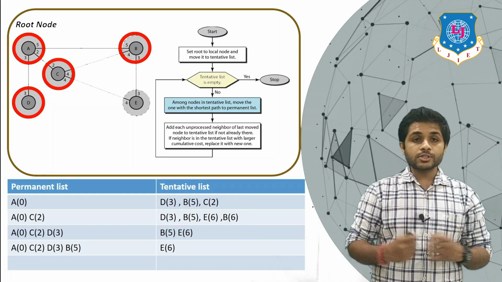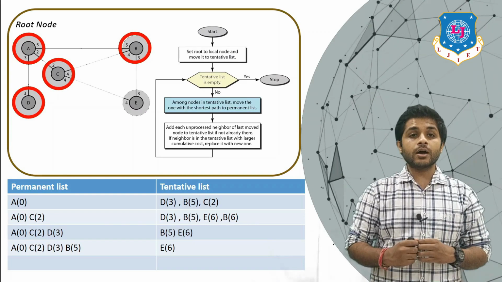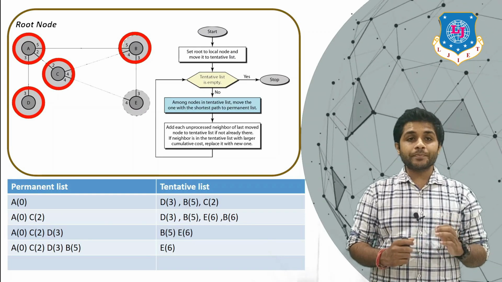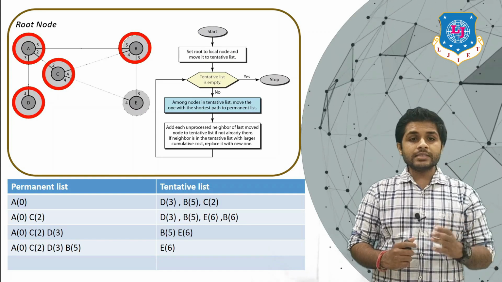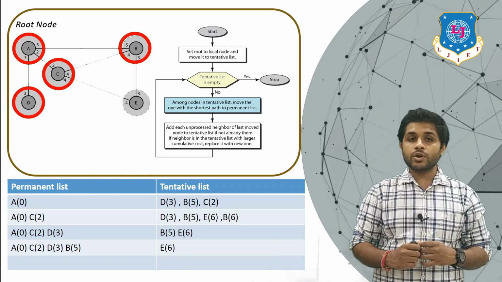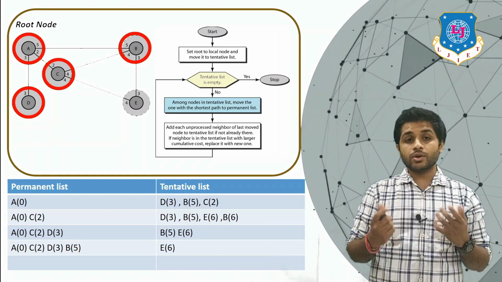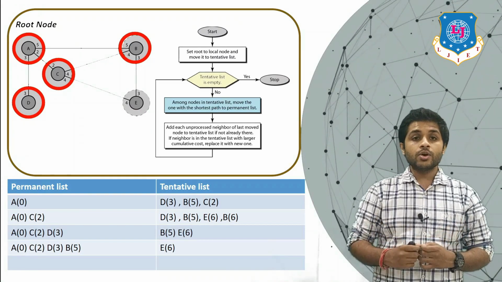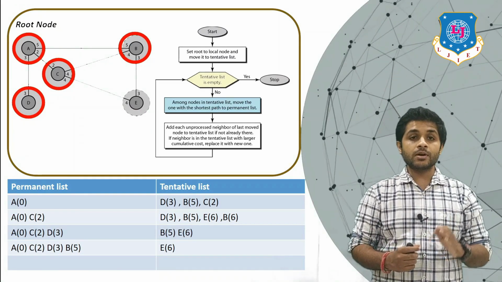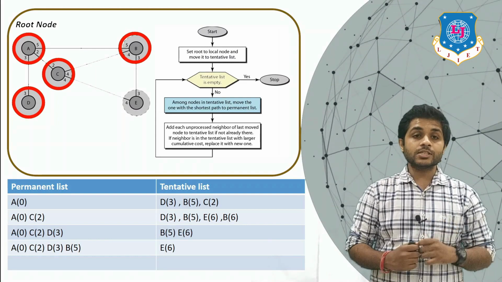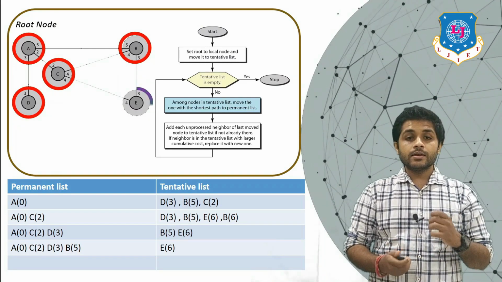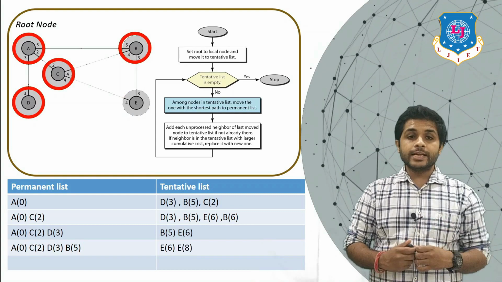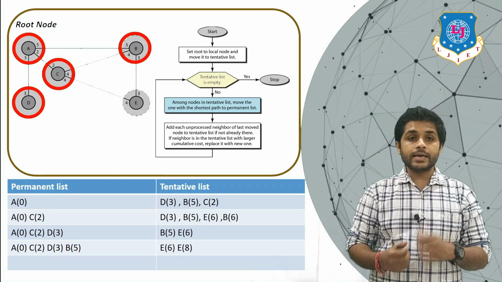What are unprocessed nodes? Unprocessed nodes are nodes which are not present in the permanent list. So A and C are already present, so we will not add those nodes again into the tentative list. Router B has only one unprocessed neighbor, which is E, so we will add E to the tentative list. So you can see that E8 is added.